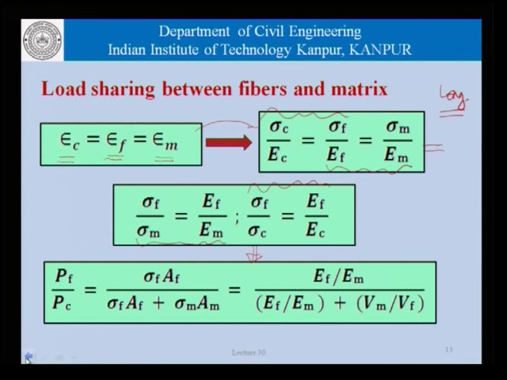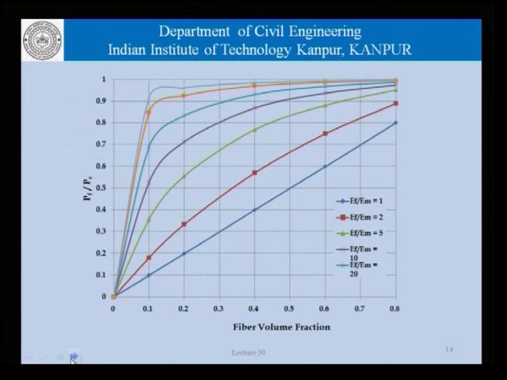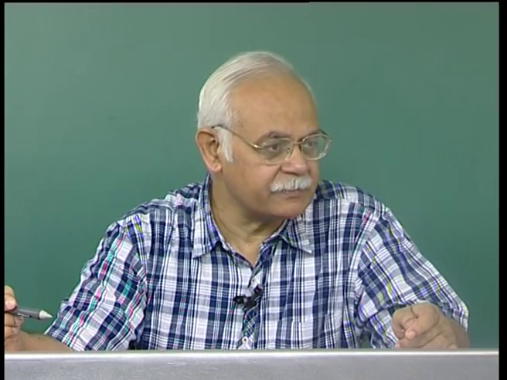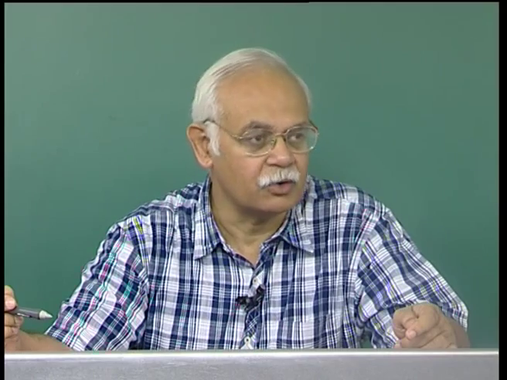Once we clearly understand what these equations carry, we can simply carry out a simulation or just put the numbers, and we will find that the percentage of load carried by the fibers as far as the total load carried by the composite is concerned, depending on the volume fraction and the ratio of the E of the fiber and the E of the matrix, could be something like this. So, depending on how stiff the fiber is compared to the matrix, the load carried by the fiber will be different, and as the fiber becomes stiffer, it carries more load.